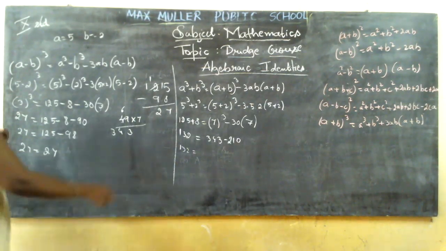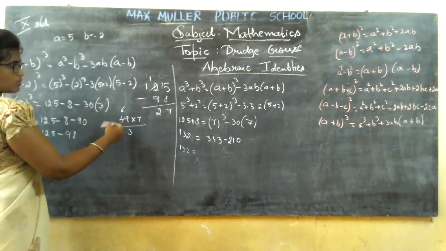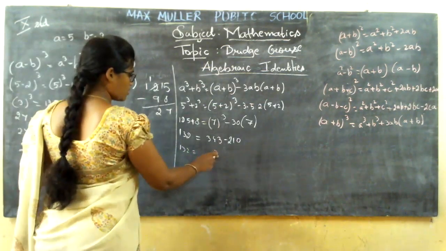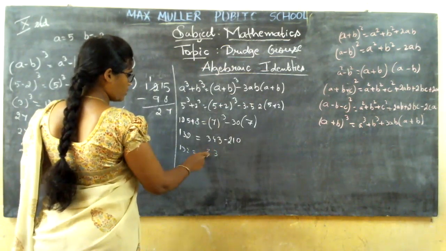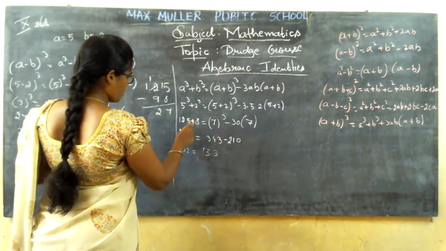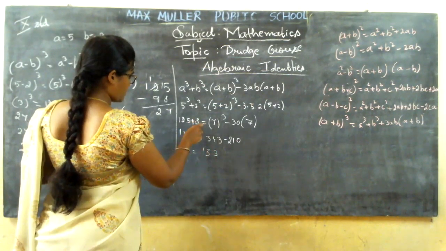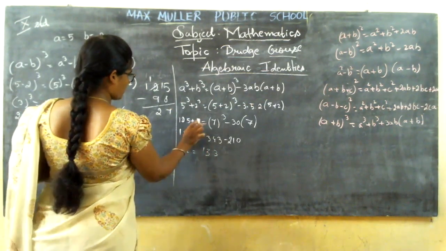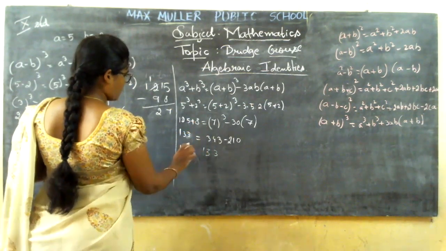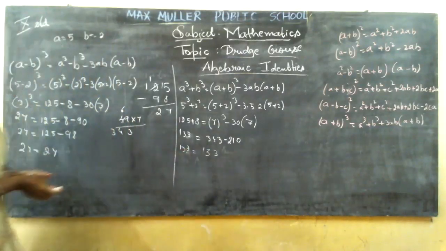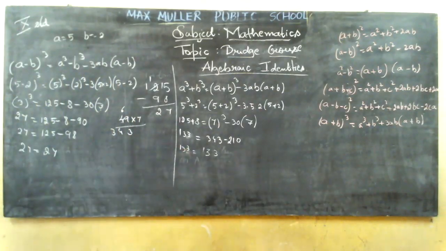3, 6 carry. 3 1. Anything wrong, sir? 5 plus 5 is 10. 10 3s will be there. Sorry, it is 30. Okay. So LHS and RHS are also equal in this.